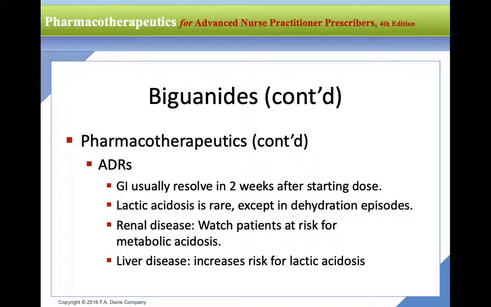So you want to go up slowly, and you want to use the extended release version if you can. It's a lot easier on the stomach. And patients will complain about that. You'll have a lot of patients who start on this, and if they have a bad reaction, they're not going to try it again. But there's just too much benefit not to have a patient on metformin.